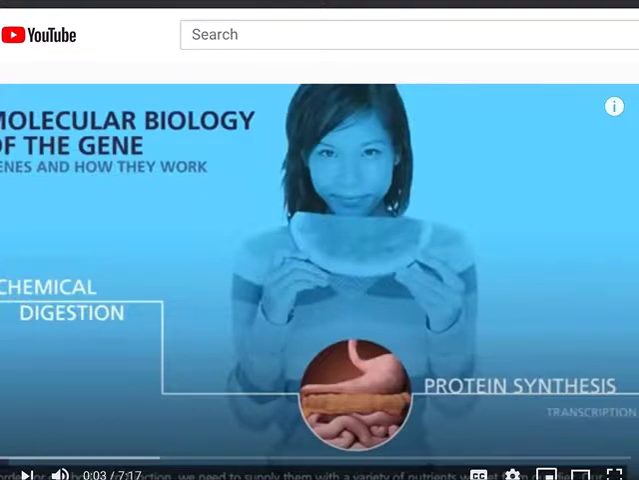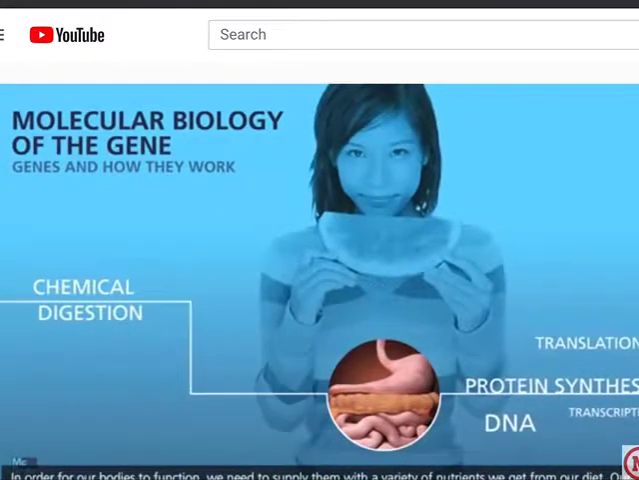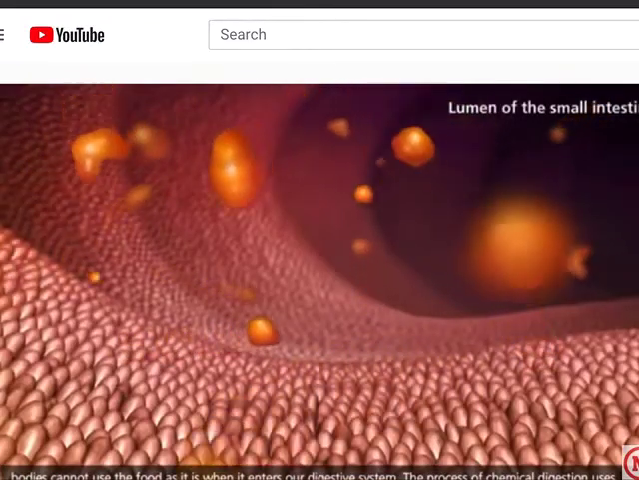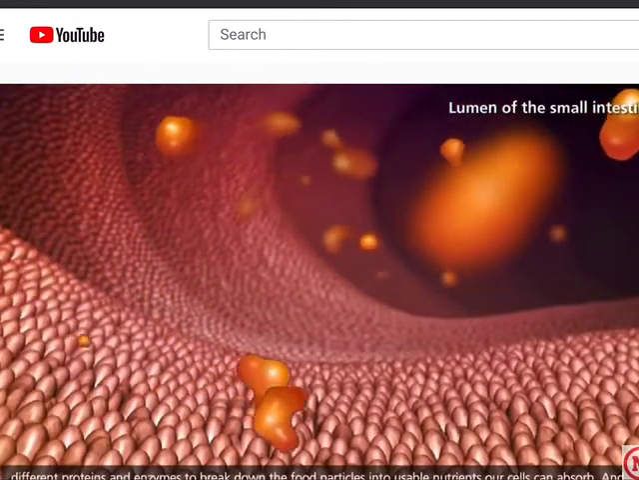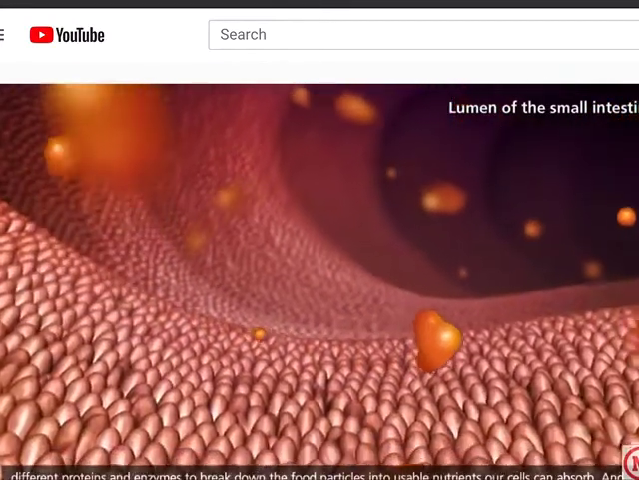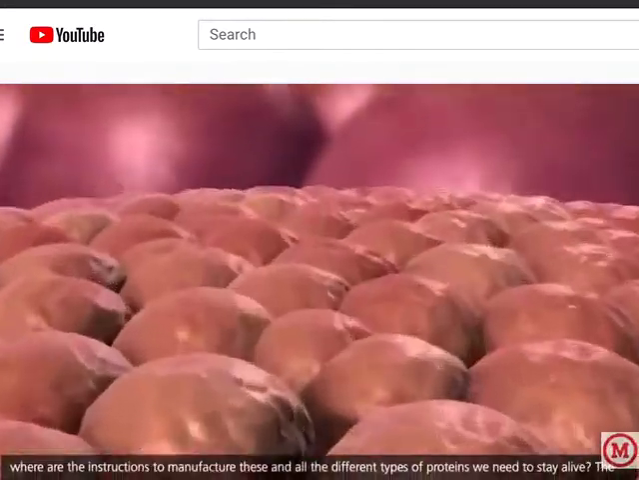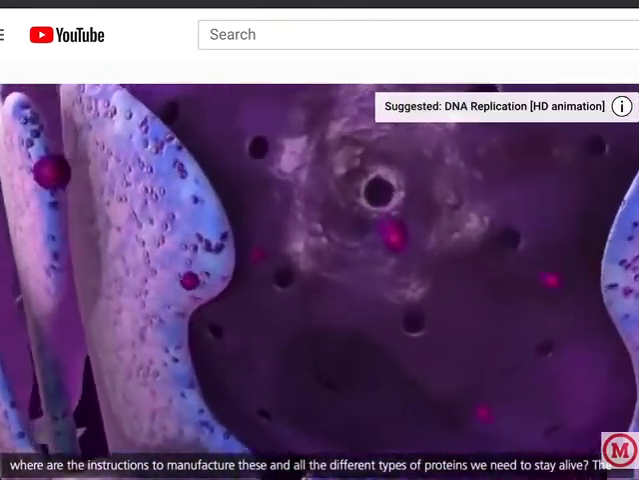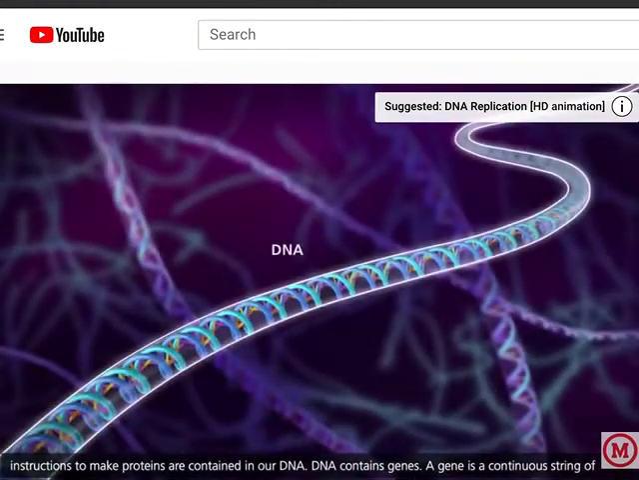With a variety of nutrients we get from our diet, our bodies cannot use the food as it is when it enters our digestive system. The process of chemical digestion uses different proteins and enzymes to break down the food particles into usable nutrients our cells can absorb. And where are the instructions to manufacture these and all the different types of proteins we need to stay alive? The instructions to make proteins are contained in our DNA.